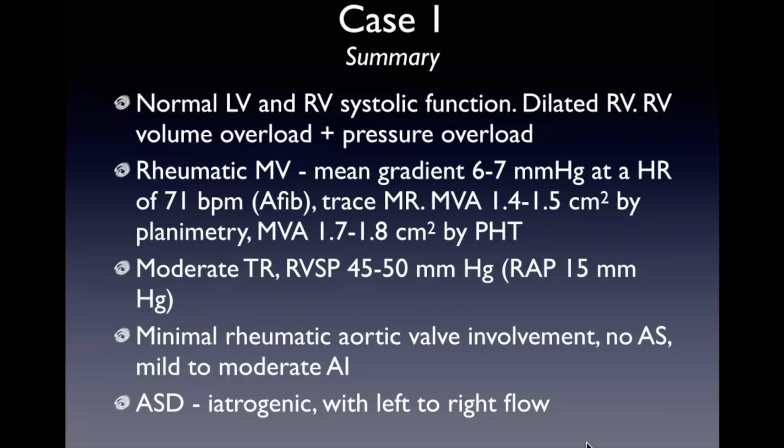And we have two measures of the mitral valve area, one by planimetry, which is 1.4 to 1.5 square centimeters, and a little bit greater by pressure half time, 1.7 to 1.8 square centimeters. There's moderate tricuspid regurgitation, RVSP 45 to 50 millimeters of mercury. Right atrial pressure is 15 millimeters of mercury, and there's minimal rheumatic aortic valve involvement, mild to moderate aortic regurgitation, no significant stenosis, and there's an ASD, probably iatrogenic with left to right flow. Okay.